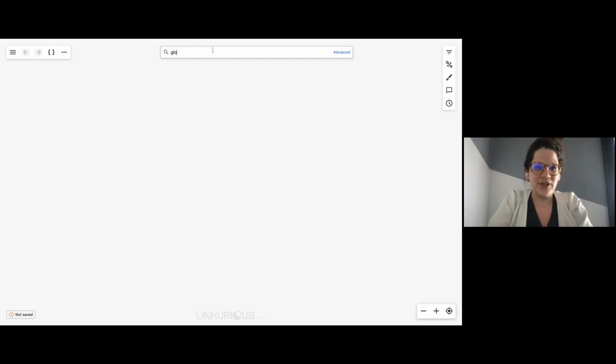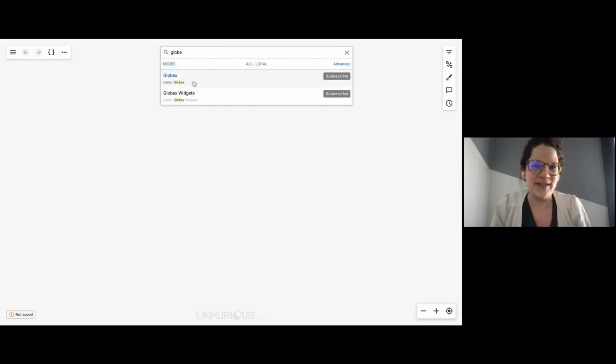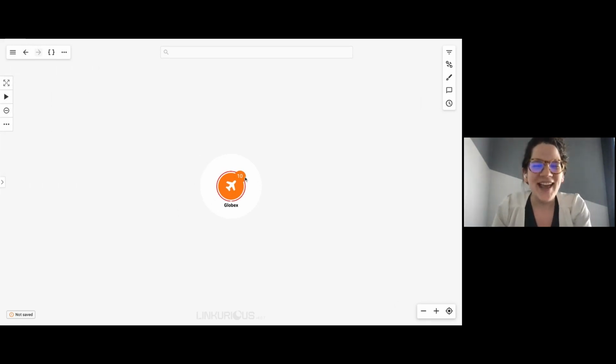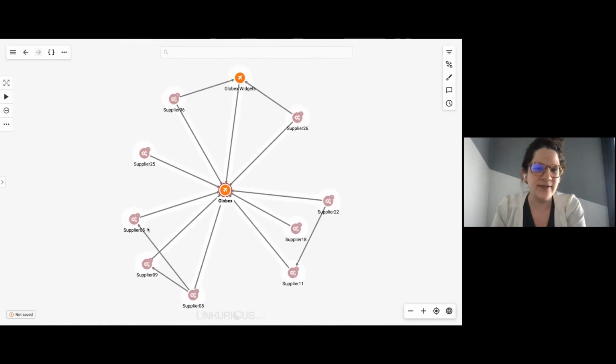So we'll start out just by searching for my company, which is again Globex. So we'll add that node to the visualization. And we can see that I have 10 different first level connections. So I can expand those first level connections. So again, I see Globex, which is my company. I can also see I have a subsidiary, which is Globex Widgets. And then here I can see all of my different suppliers, which are numbered just for the ease of this demo. So already with using Graph and using Linkurious Enterprise, you can see the dependencies so much easier.